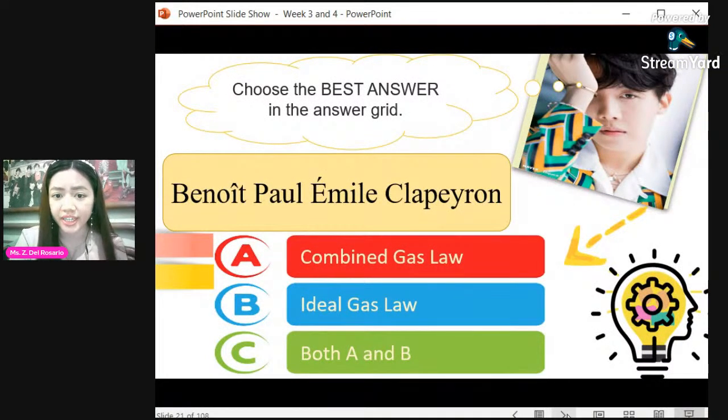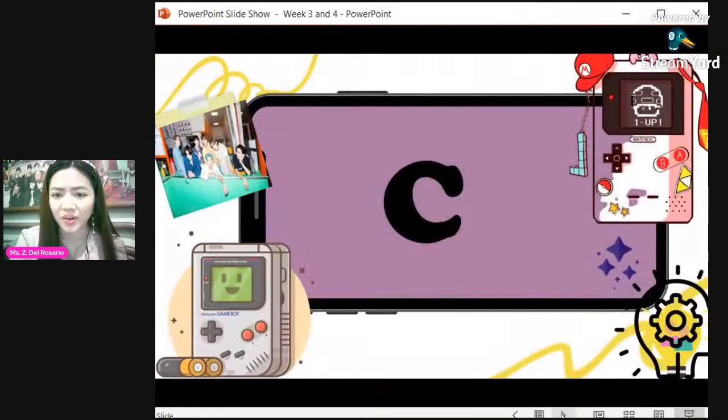If the discoverer is Benoit Paul Emile Clapeyron, what would that probably be for its gas law? Is that A, combined gas law, B, ideal gas law, or C, both A and B, which are combined gas law and ideal gas law? Any idea? Alright, that is letter C, both A and B, which would be combined gas law and ideal gas law.